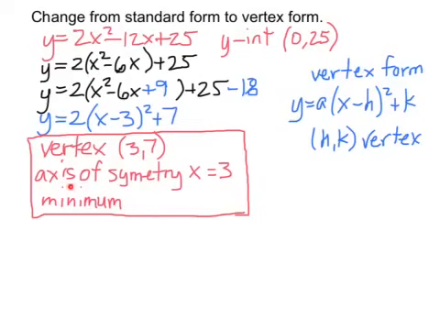You remember the axis of symmetry, way back when we graphed quadratic equations. The axis of symmetry had to go through the x-coordinate of the vertex. So the axis of symmetry would have to be at x equals 3. And since a is positive, it means it's going to open up, and the vertex, therefore, would be the minimum, at the very bottom of the graph.